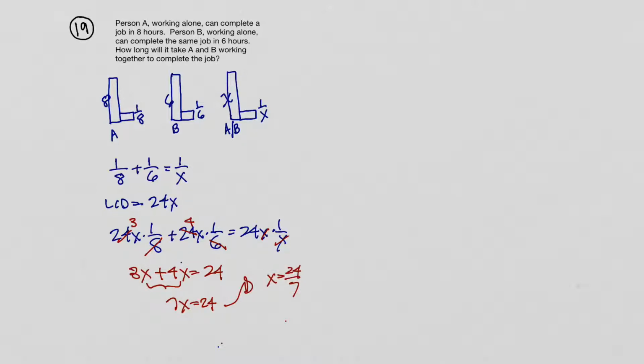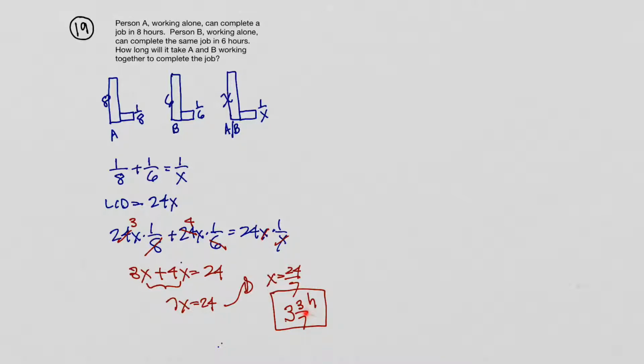over 7. But because this is an applied problem, I'm not going to leave it like this. This is an improper fraction, so I'll make it a mixed number. 7 will go into 24 3 times, right? That's 21. And 3/7 left over. And we're talking about hours. So how long does it take them working together? It takes them 3 3/7 hours. That's almost a half hour, so right around 3.5 hours.